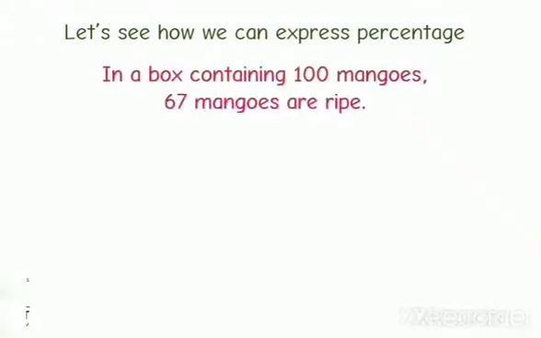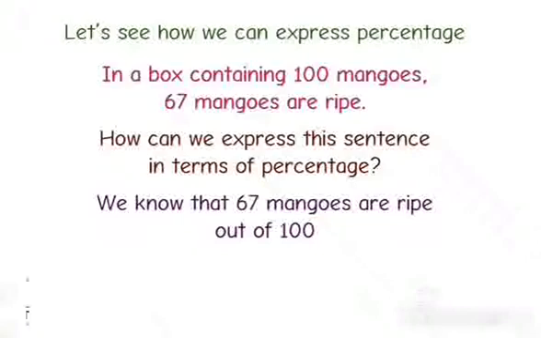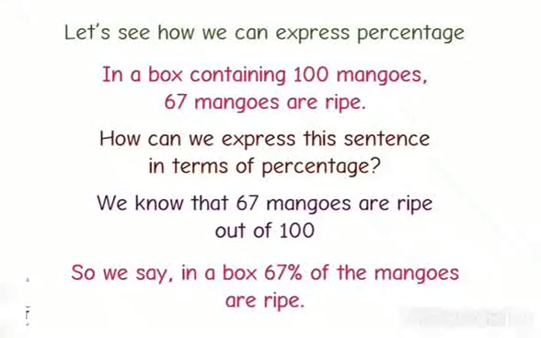Let us see how we can express percentage. In a box containing 100 mangoes, 67 mangoes are ripe. How can we express this sentence in terms of percentage? We know that 67 mangoes are ripe out of 100. So we say in a box 67% of the mangoes are ripe.